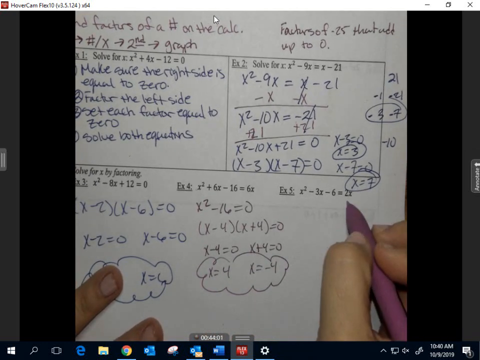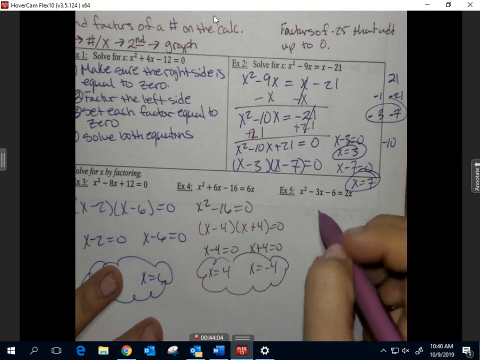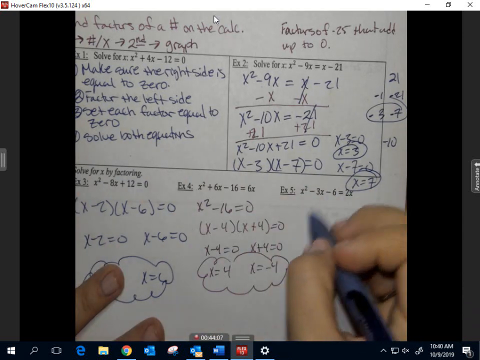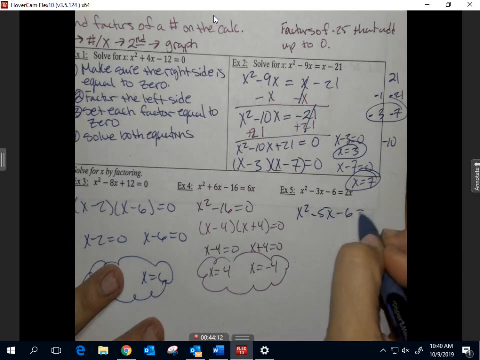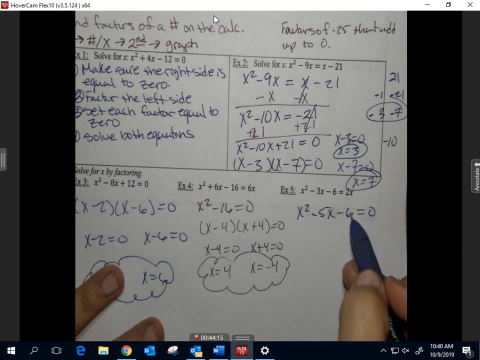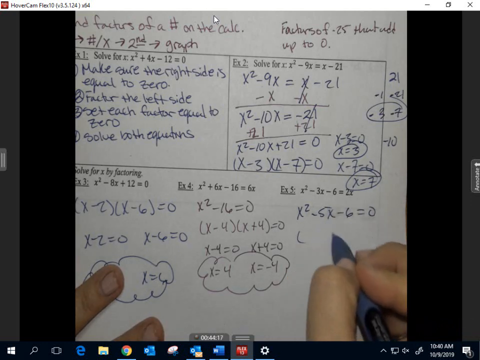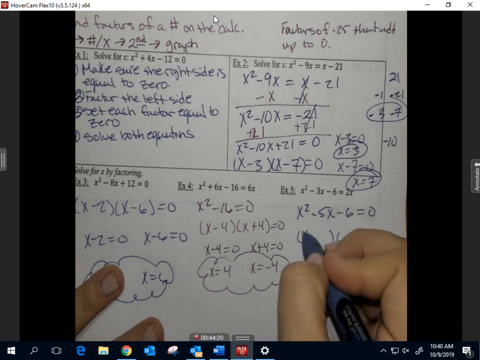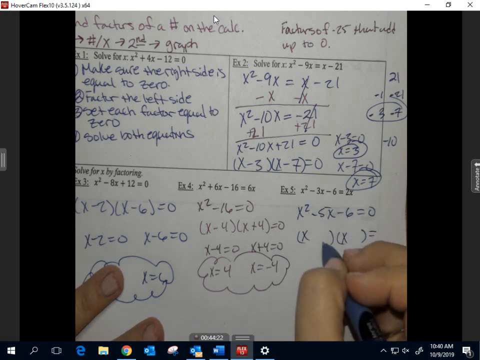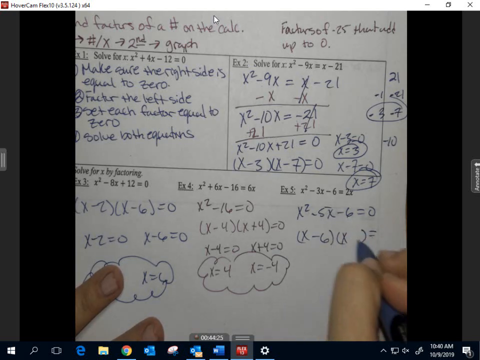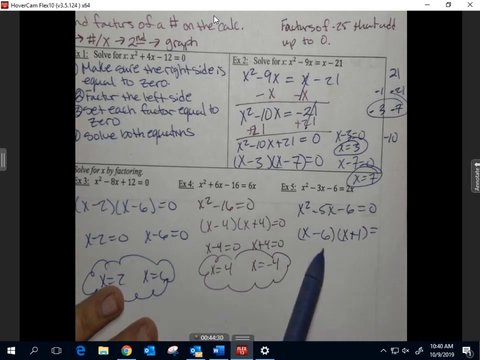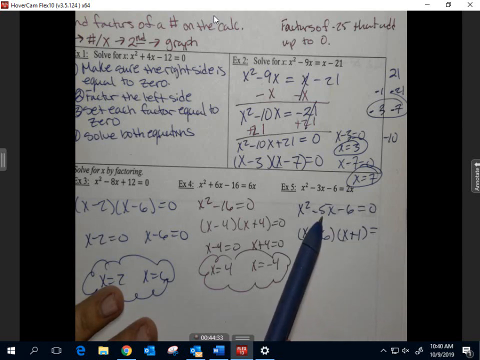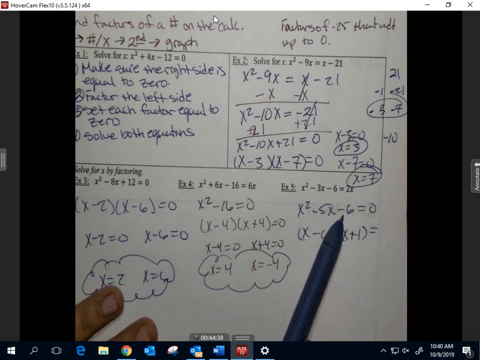And the last one, I'm going to subtract 2x from negative 3x. So that gives me x squared minus 5x minus 6 equals 0. Factors of negative 6 that add up to negative 5 is going to be negative 6 and positive 1. Y'all agree? What's negative 6 plus 1? Negative 5. Negative 6 times 1 gives me negative 6.